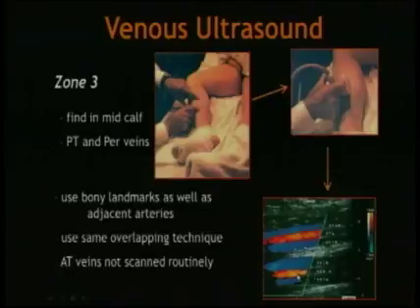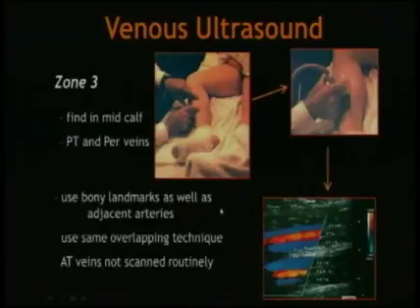That often will produce an image like you see here on the bottom. If you're lucky, you can get the peroneal artery, posterior tibial artery, and the accompanying veins. Often you'll have to rock back and forth to see these vessels, as they may not be in the same plane. You can also use bony landmarks as well as adjacent arteries, scanning these patients transversely. We use the same overlapping technique that I described proximally, following the patients from the knee down from a posterior approach and then working from the mid-calf up to the confluence of the vessels and the forming of the popliteal vein. We do not scan anterior tibial veins routinely, as they're rarely part of the thrombotic process as an isolated event.